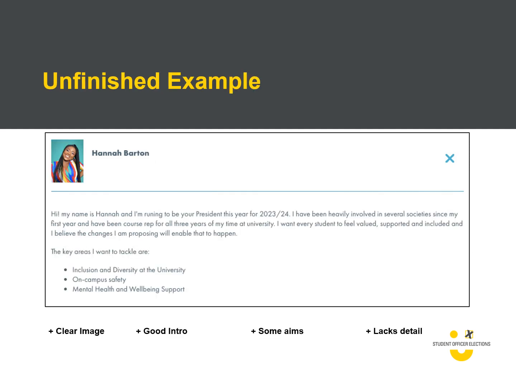Next, we've got an example of someone who's made a good start but hasn't quite finished their manifesto. As you can see, this candidate has uploaded a really clear image and has made a good start in introducing themselves. There are some aims listed, but it lacks detail about how they would go about achieving those aims. Would you vote for them if they had hardly anything to say?